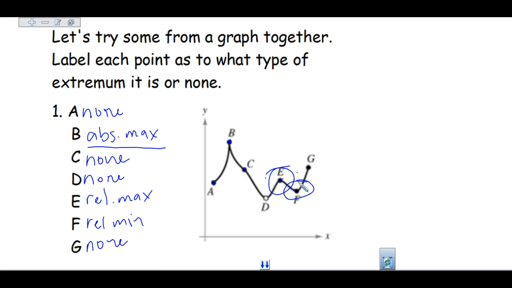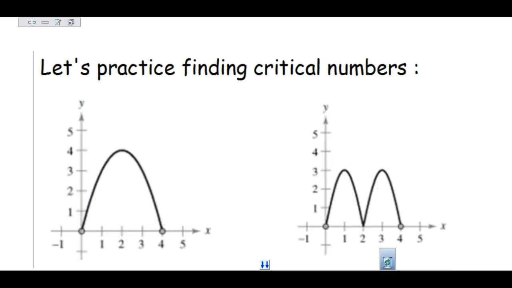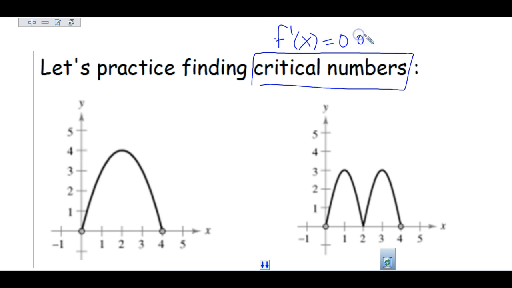Oops. All right, so let's just practice labeling critical numbers. So critical numbers in calculus is very important. Remember that those are places where the first derivative of the function is either equal to 0 or undefined.